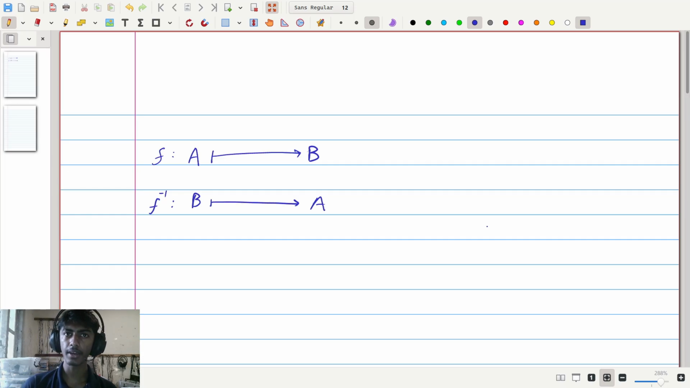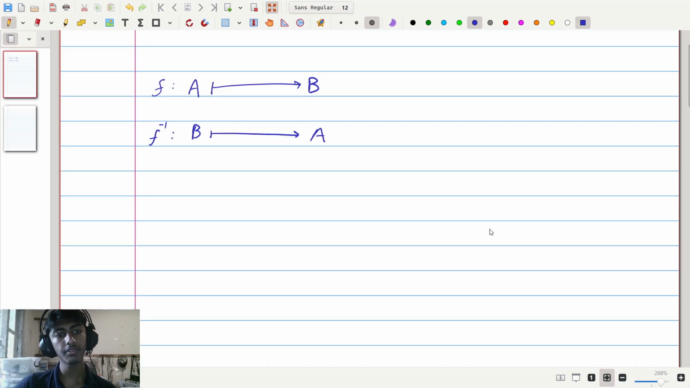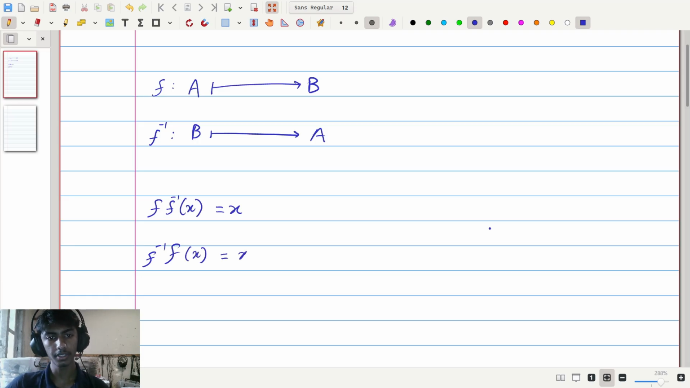So an inverse function should have these properties. If you have an inverse function f inverse of x, then we should have the property that f of f inverse of x is equal to x, and f inverse of f(x) is also equal to x. Both of these should be true for all values of x.